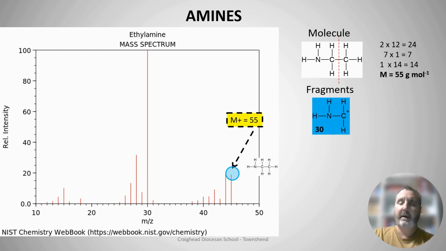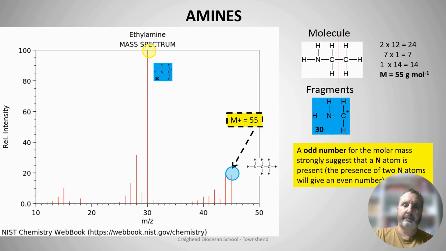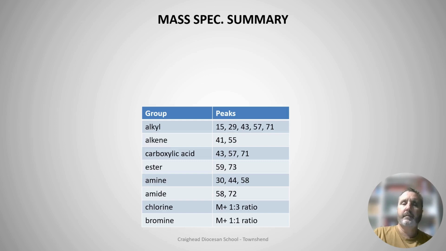It has a molar mass of 30. This 30 fragment is also what we would expect from a nitrogen carbon with 4 hydrogens attached, so that is another indicator that could be an amine. But the big giveaway is we have this odd number of our M+ fragment. Okay, so let's summarize this.